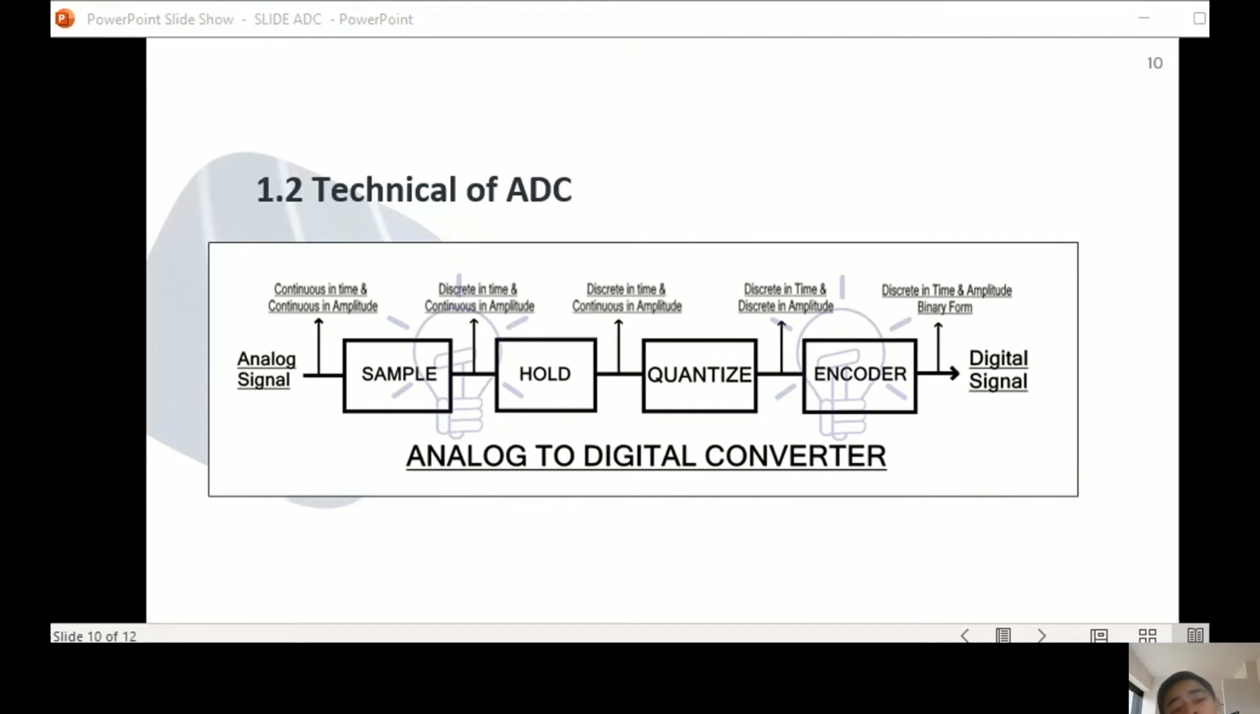The encoder block translates a digital signal into binary bit form. Because digital devices work on binary signals, the encoder is used to transform the digital signal into binary form. The conversion process occurs in a microsecond.